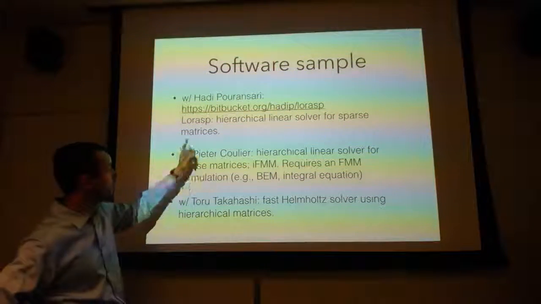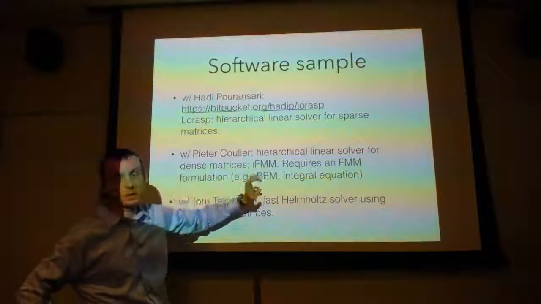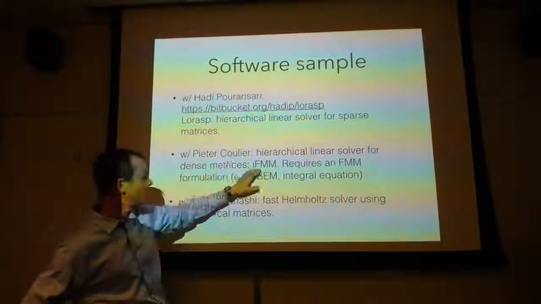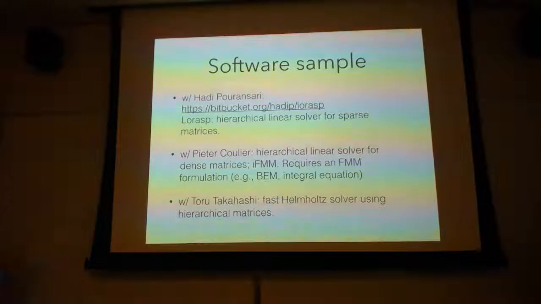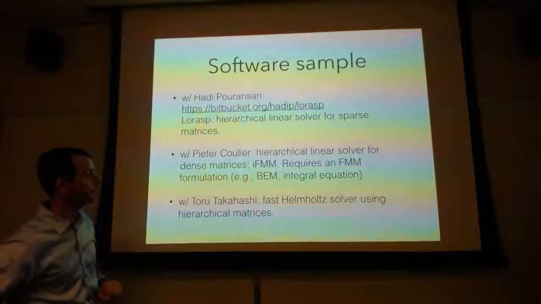And then you have the IFMM code that Peter Coulier wrote. This one requires a fast multipole method formulation, so it's a little more difficult to set up because it relies on an existing fast multipole method. Peter has his own. But if you have your own FMM, then you need to couple the two codes, which is not super trivial. It's basically matching the interfaces and so on. Nothing too difficult, just a little bit of development. So this is more of a research code, but if you have an FMM formulation, it's definitely not that bad.